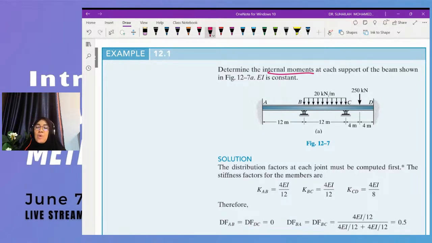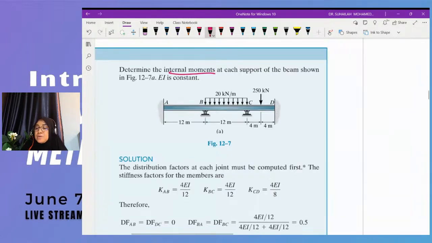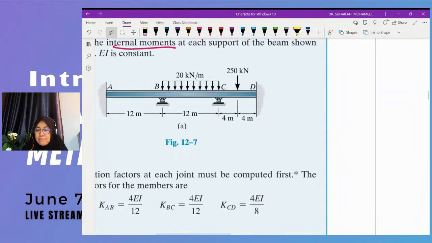Firstly, we have to understand what internal moment is representing. How many internal moments? So we have to go back to the concept where we should be able to draw the free body diagram of this. We separate between joint and member. So this is the beam, this is the beam.